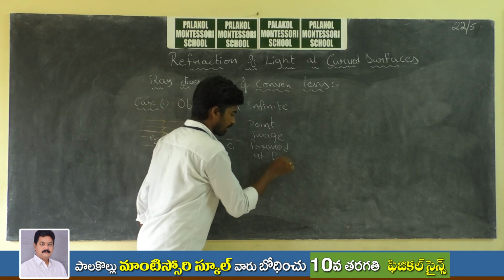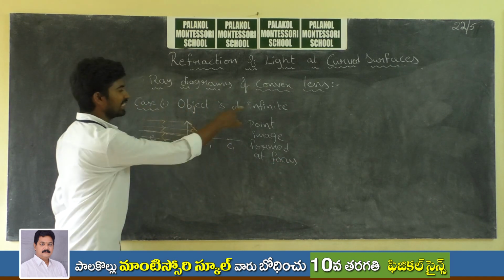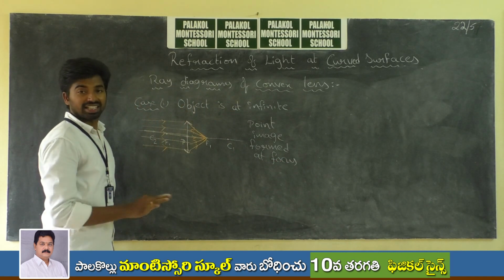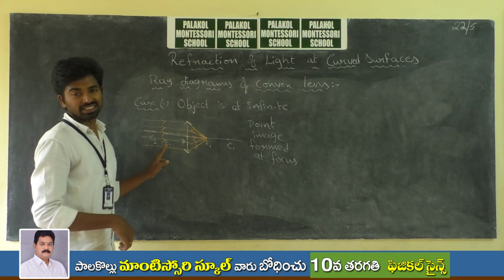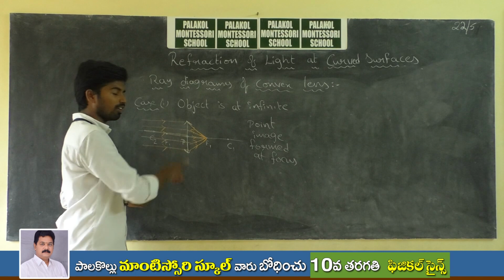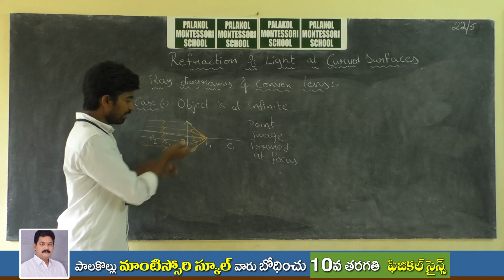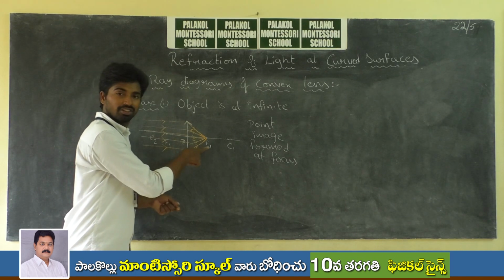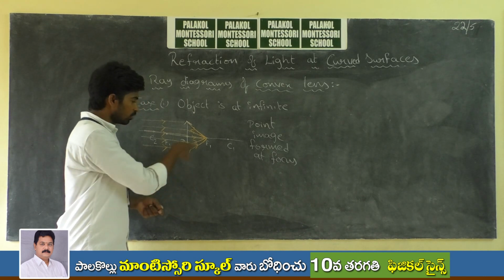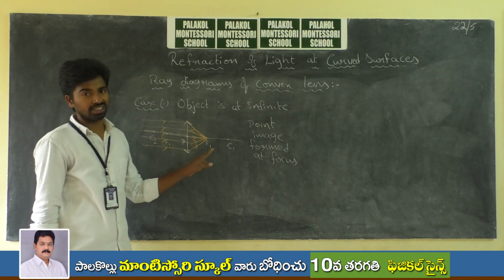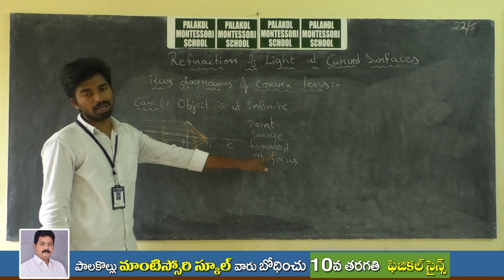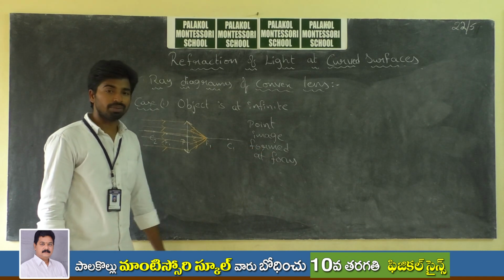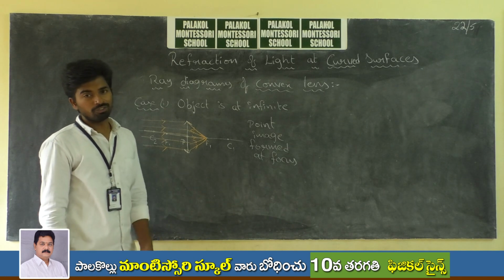So when the object is placed at infinite distance, the light rays coming from the object can be considered as parallel light rays. Parallel light rays incident on the convex lens will be focused to a point, that is focus point F1. So a point image will be observed at F1. When the object is at infinity, where will the image be observed? A point image will be observed at the focus point.